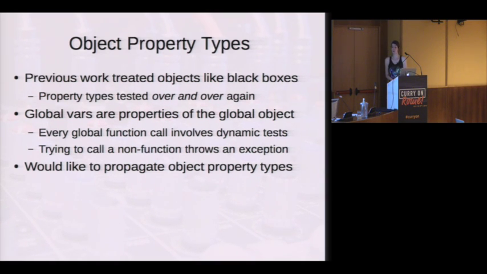And in JavaScript also, global variables are properties of a global object. So every time we access a global variable, we have to also check its type over and over again. And that applies to function calls too. Because in JavaScript, if you try to call something that happens to be a null value, you could throw an exception. So every time we call a function, we have to say, is this actually a function I'm calling, or do I have to throw an exception? Which we would like to avoid.